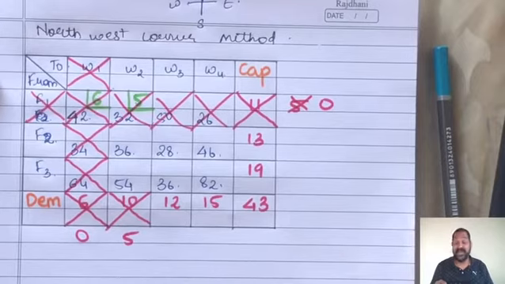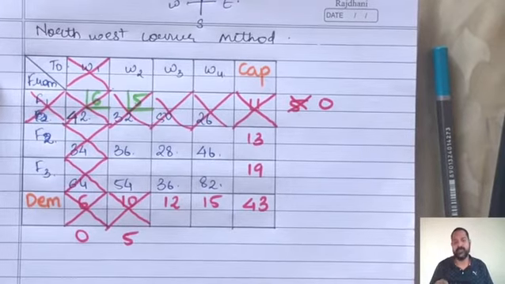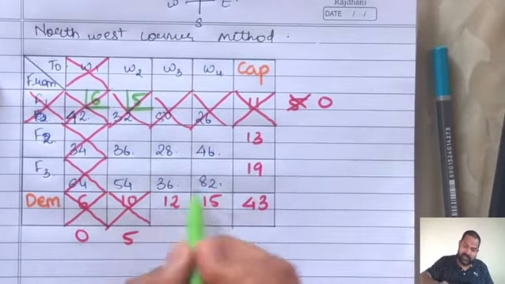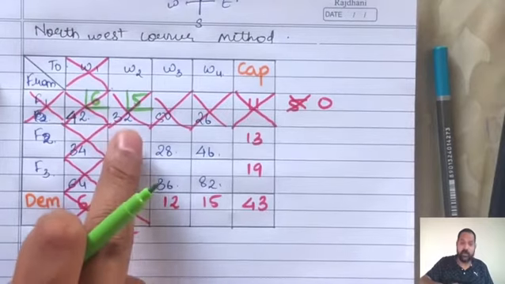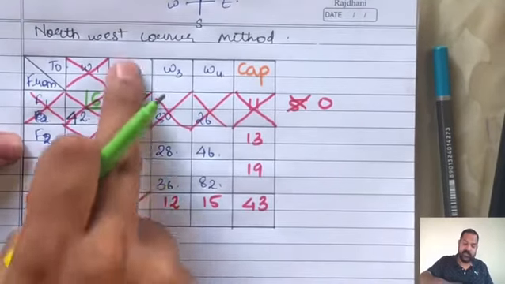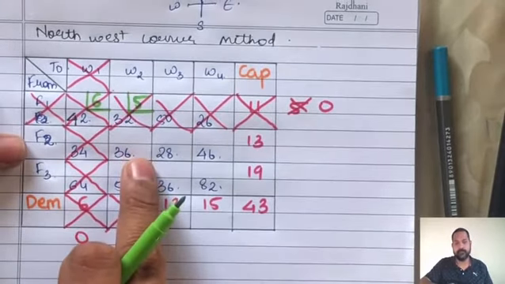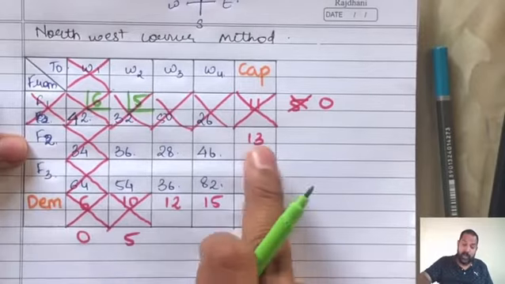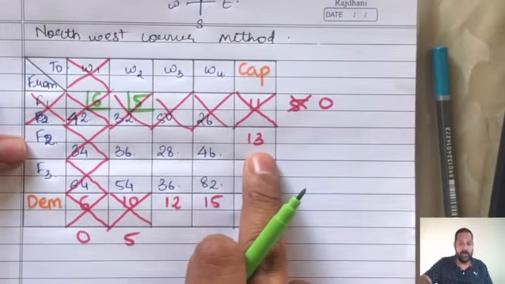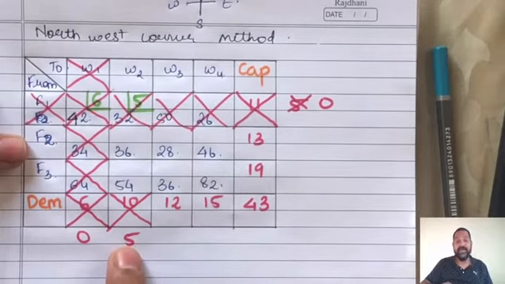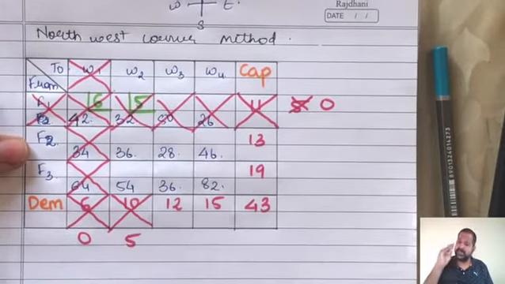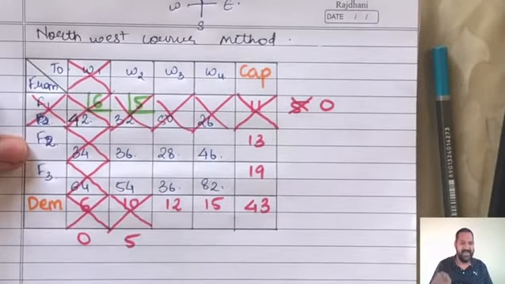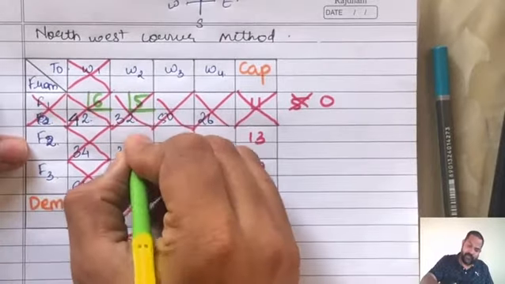What do you do? Go to the next respective northwest corner. What is the next respective northwest corner? Well, this is the grid that is left. In this, the northwest corner is this 36, which is F2 to W2. What is F2 to W2? F2 has a capacity of 13 units, while W2 only needs 5. Why? 5 units already it is taking from F1. So it only needs 5 units. I don't need 13. Fine. Take the 5 from me.